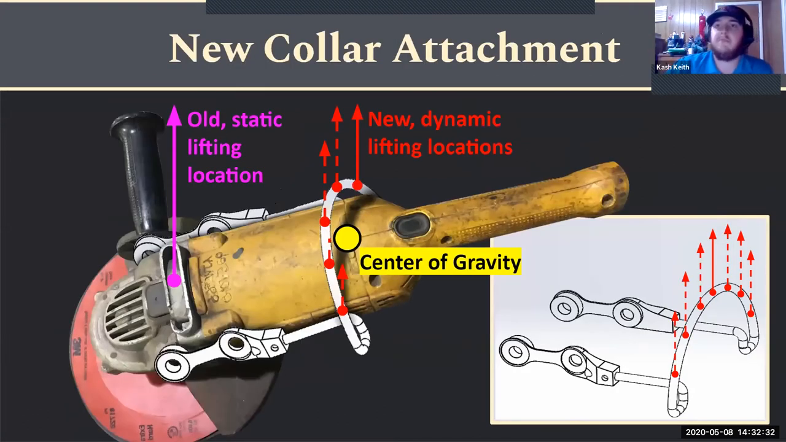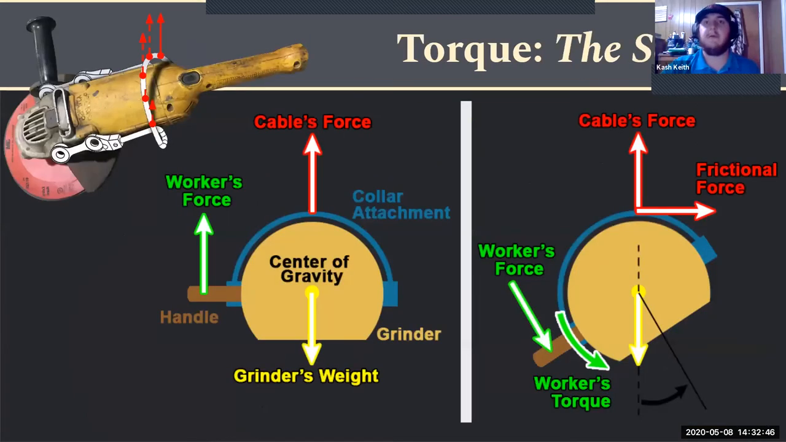Our new collar attachment ensures the cable will remain above the grinder's center of gravity, thereby reducing the counter torque. The cable will slide along the collar as the operator angles the grinder, or rotates in this case. By creating a collar that wraps around half of the grinder, it allows the force from the cable to reside directly above the grinder's center of gravity while in operation. In a perfect world, this would eliminate all work for the operator, well, besides lifting the weight of the grinder and repositioning the boom. But the cable attachment must overcome static and kinetic friction as it moves along the collar.